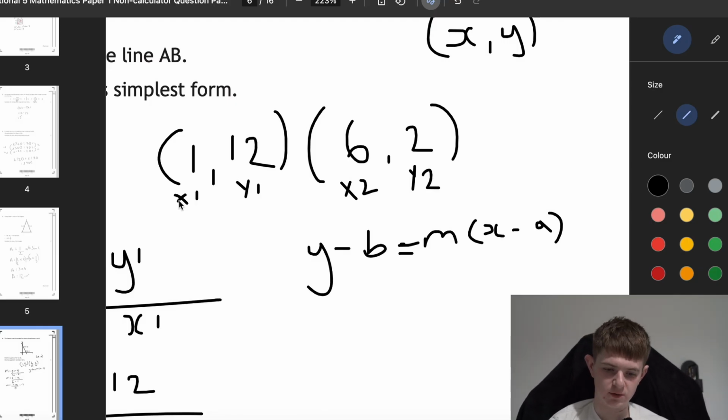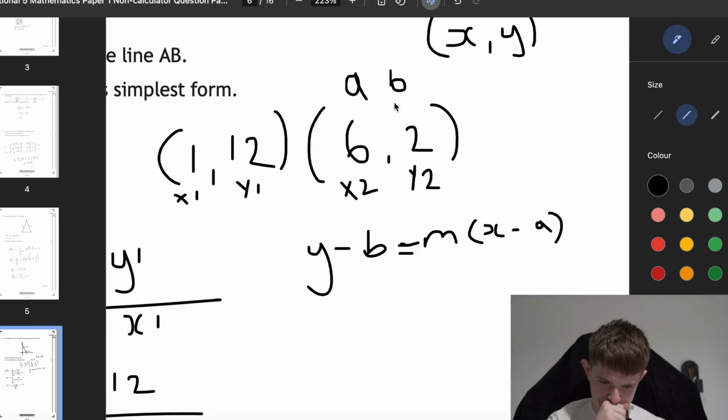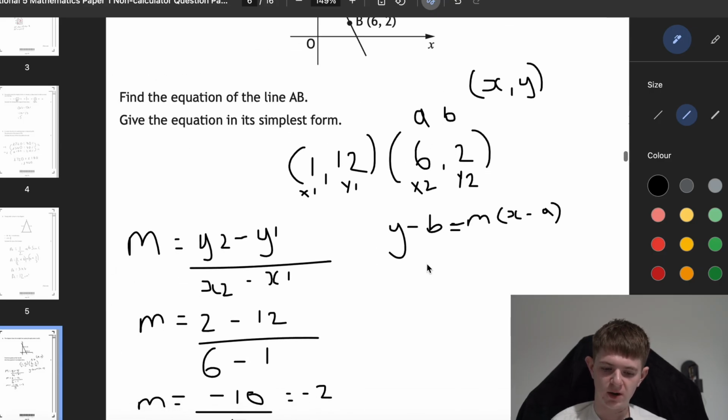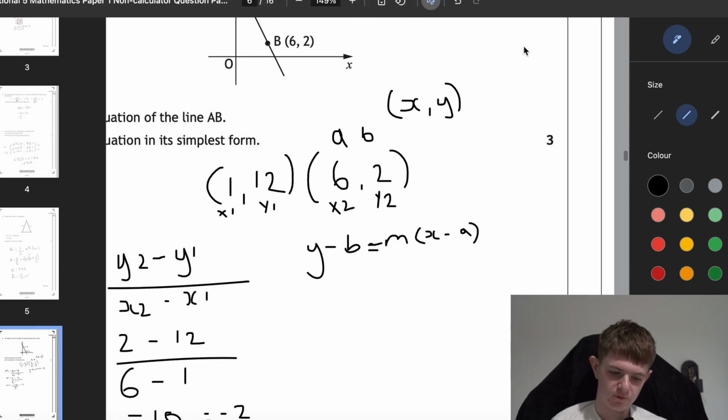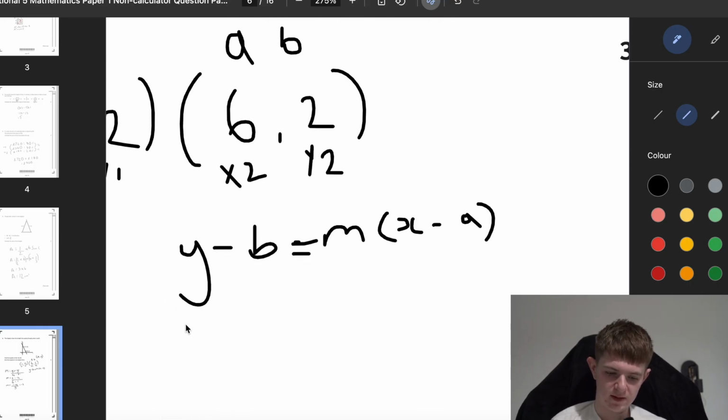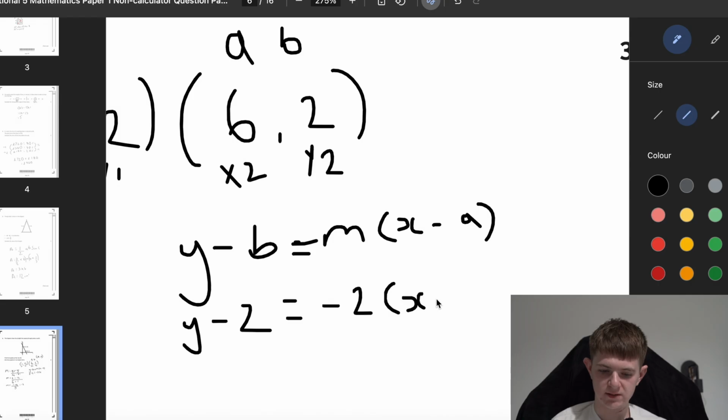I'm going to go with 6 and 2. So A and B. So 6 represents A, 2 represents B. We've already got a gradient from before, which is -2. We can sub all that into this formula. So y take away 2 equals -2, which was our gradient, bracket x take away 6.